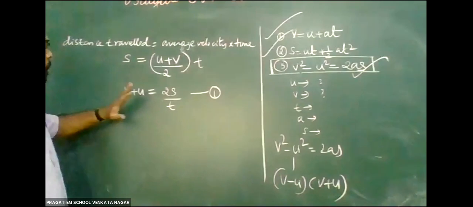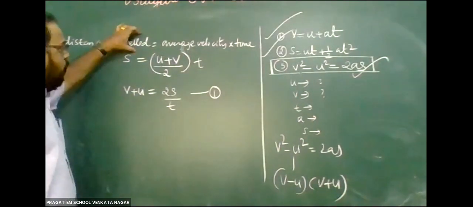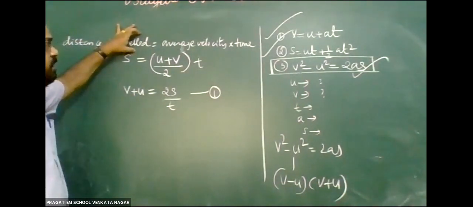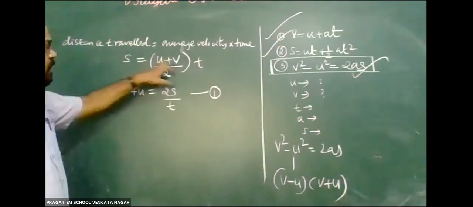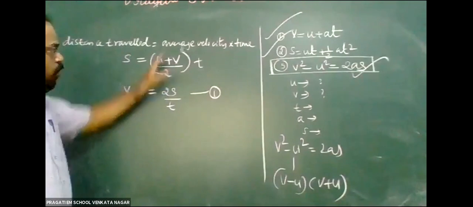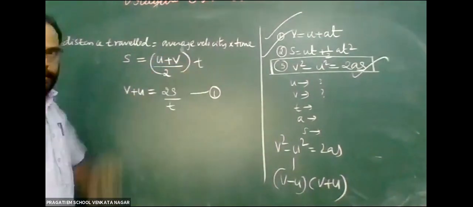Once more, this is from this formula. Distance traveled is equal to average velocity into time. Now, what is average velocity? U plus V by 2, average velocity into time.